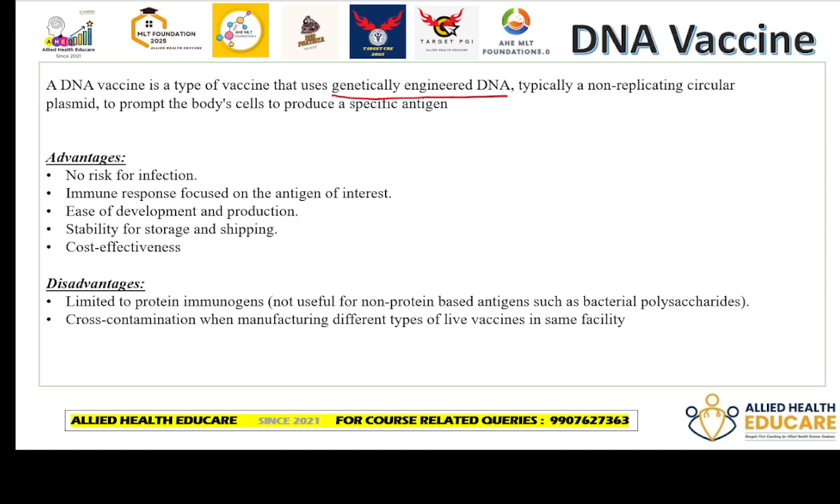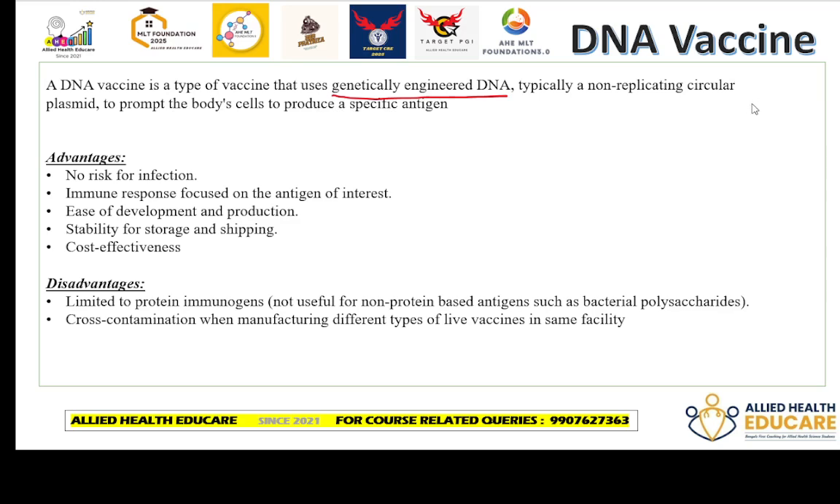Instead of any type of bacterial antigen, bacterial protein, or viral protein, or the total bacteria or virus itself, we are using the DNA of the said virus or bacteria. Actually, not in bacteria. We are using DNA vaccination to protect us from viruses. So a DNA vaccine is a type of vaccine that uses genetically engineered DNA.